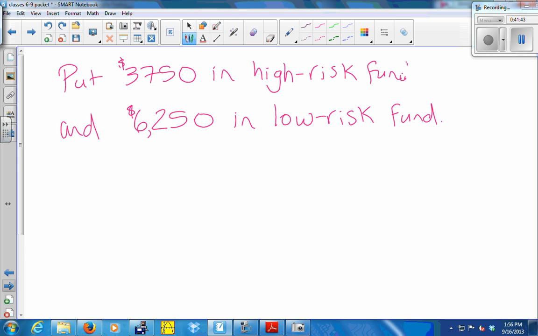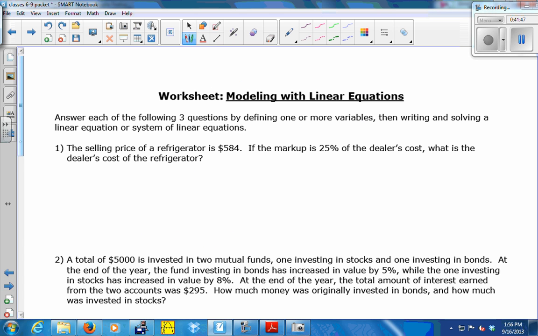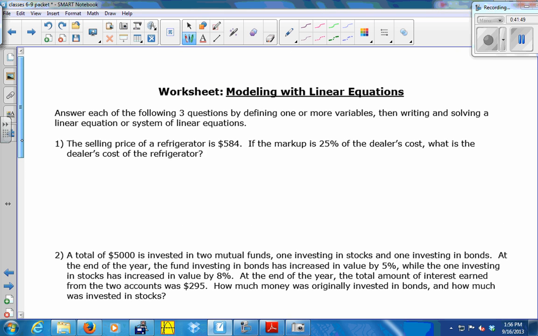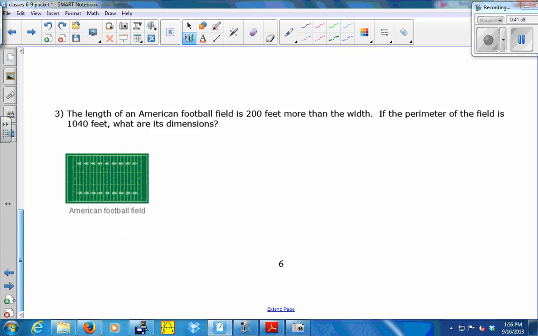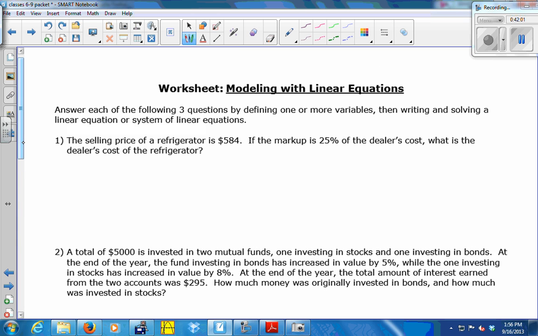All right, so we have a good 15 minutes left. That's great. I want you to work on this worksheet, modeling with linear equations. There are 3 of them. I want you to define one or more variables, write and solve an equation or equations, and discuss with your groups. Make a table if you want, like we did for the investment problems, and I will come around and help if you need it.